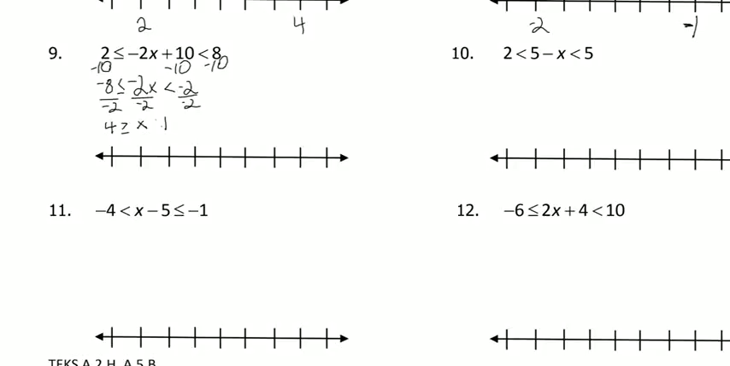So we know that we're going to have a 1 down here. We know there's a 4 up here somewhere. That's going to be a closed dot. And that's going to be an open dot. And now we have to connect those. And that's it.